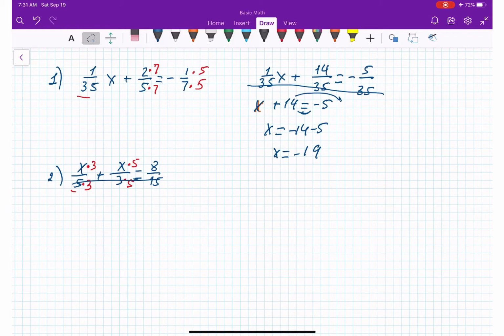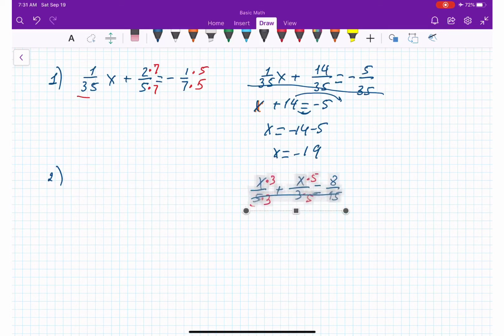Okay. I don't like solving right on the original problem. Let me move it here, and here I'll just put the equation x over 5 plus x over 3 equal 8 over 15. There we go. So, continuing.